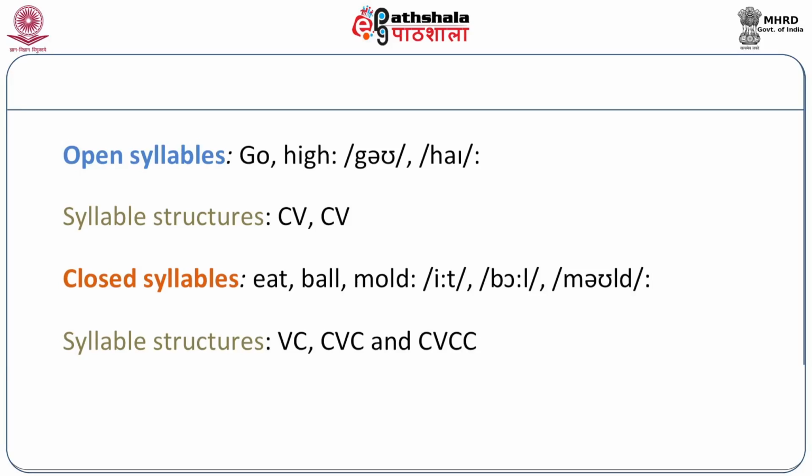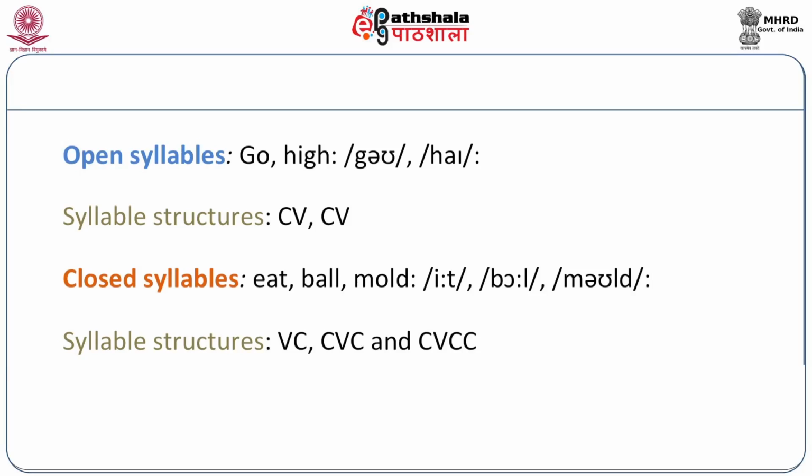to use the symbols V for vowel and C for consonant. Thus, the open syllables go and high are shown to have the structure CV in both cases. G and H are C, and O and I are V. In the words eat, ball and mold, the structures are CVC and CVCC.